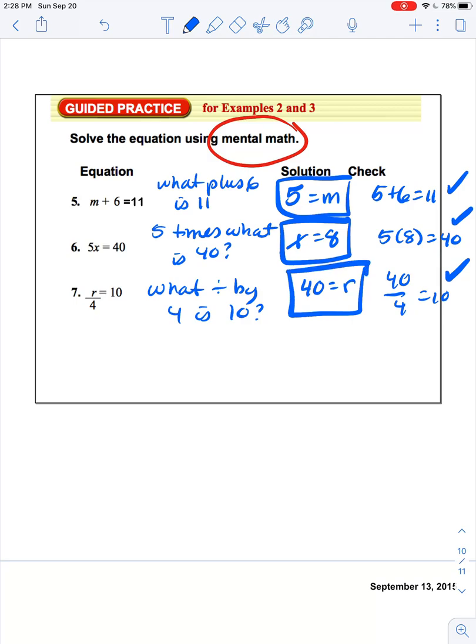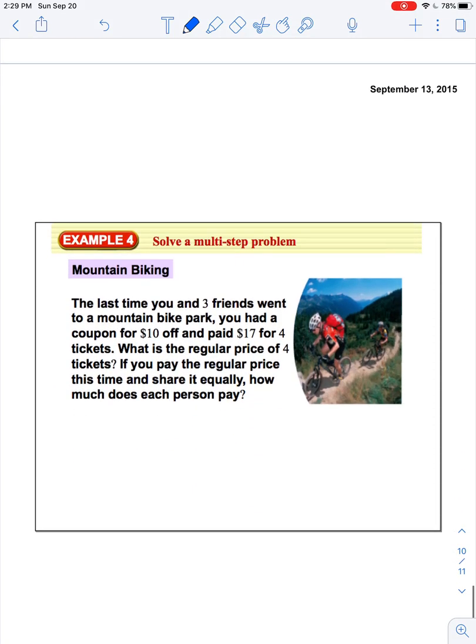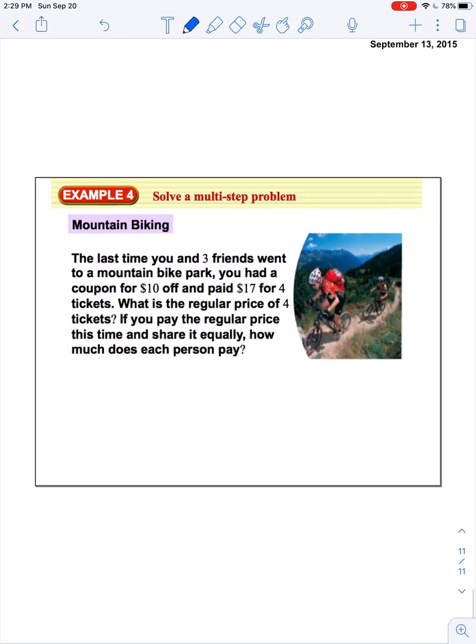Okay, so good mental math stuff. All right, the grand finale is always the best part. We're going to take a look at example 4 where we have to put everything we've learned kind of into action together. We're going to look and see, what do I do with all these words and turn them into an equation, and then probably have to solve those too. So let's take a look at that.